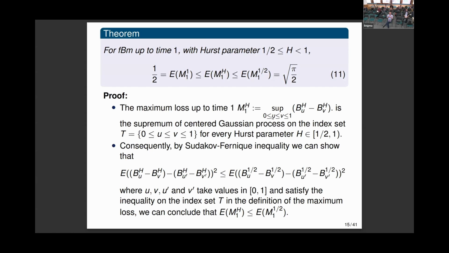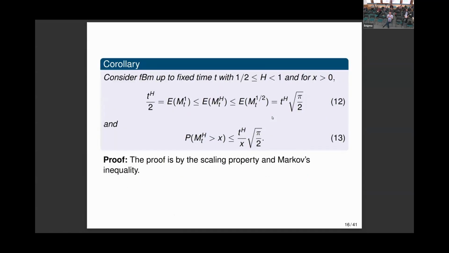And later on, we were able to obtain tighter bounds on the maximum loss of the process. These are much closer bounds. And this was done by Stokoe-Fernick inequality and just by binomial expansion. But I'm going to skip the details for this one. And so we also have tighter bounds, and by just using the rescaling, we can generalize this to any time t.